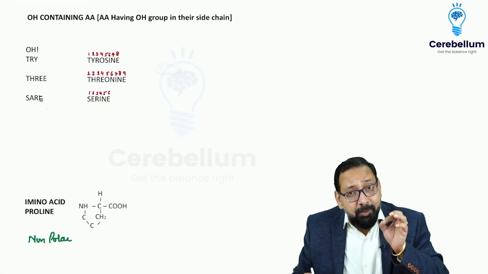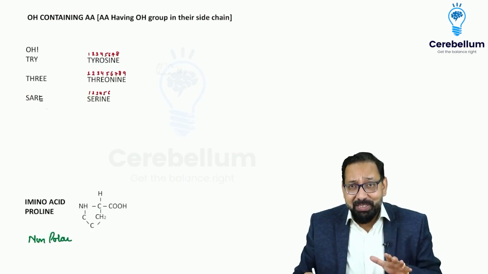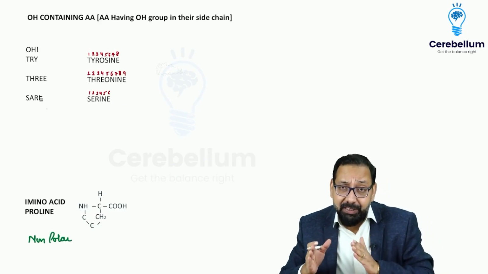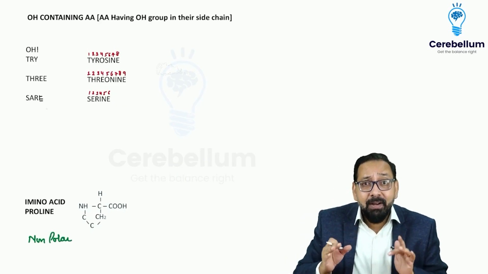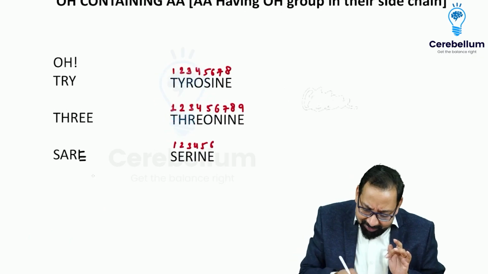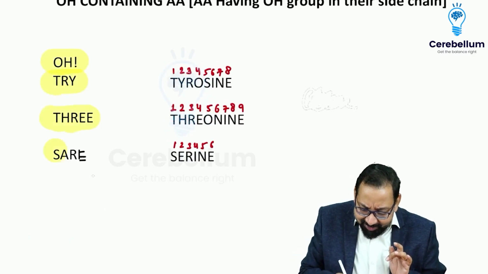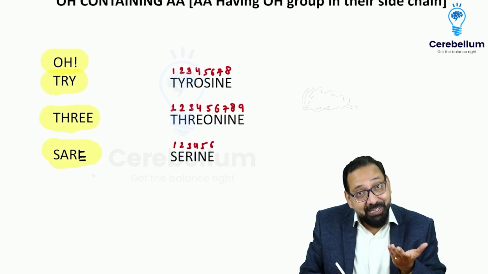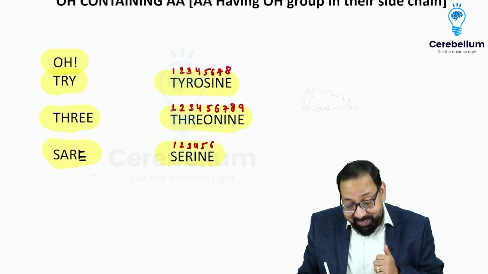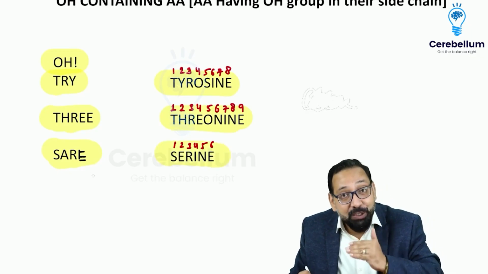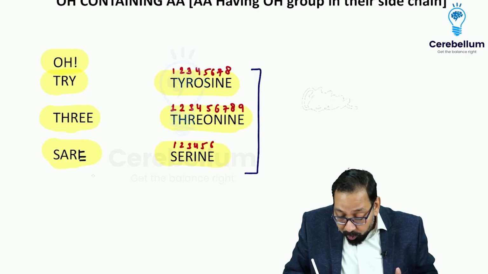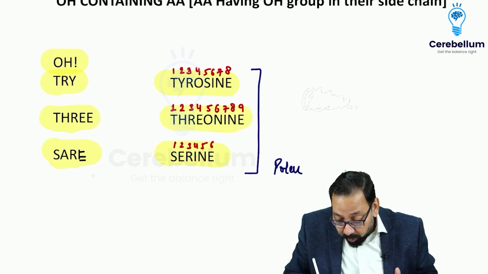Till now we have discussed 5 aliphatic amino acids. Now the next group is amino acids having an OH group in their side chain, meaning OH containing amino acids. Mnemonic is O-tri-3-sari. O means OH containing, tri means tyrosine, 3 means threonine, sari for serine. These have an OH group, and wherever there is an OH group, the compound is polar. So all these 3 amino acids are polar.